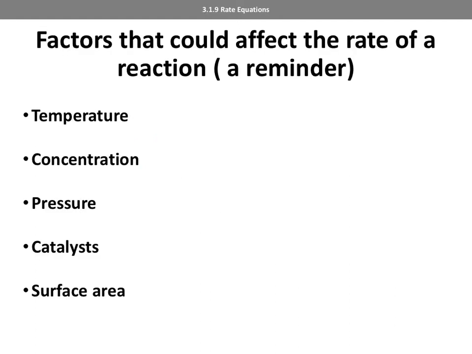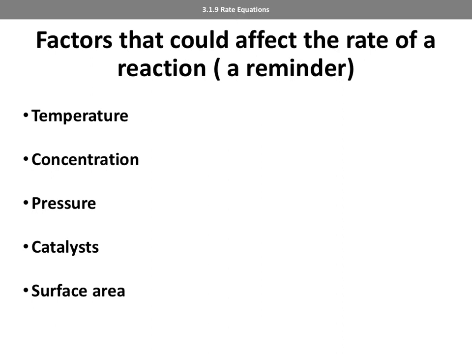Now in the topic 3.1.5, kinetics, we considered the factors that could affect the rate of a reaction, along with why this was, through referring to collision theory. So these were the 5 factors that we considered.